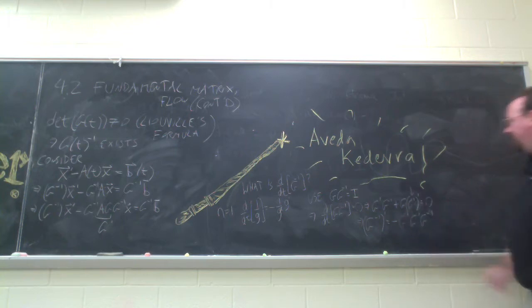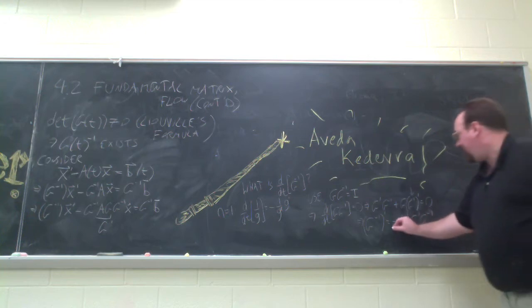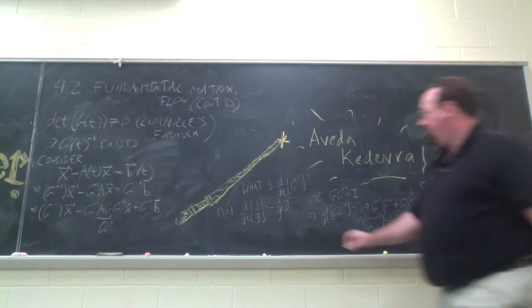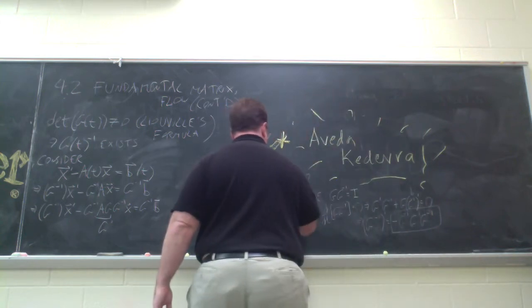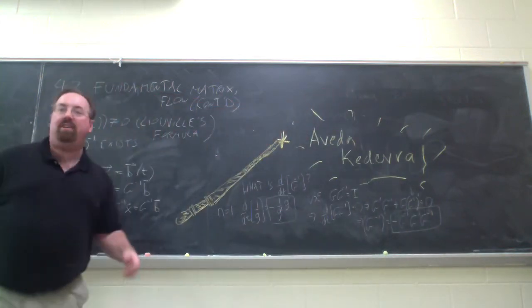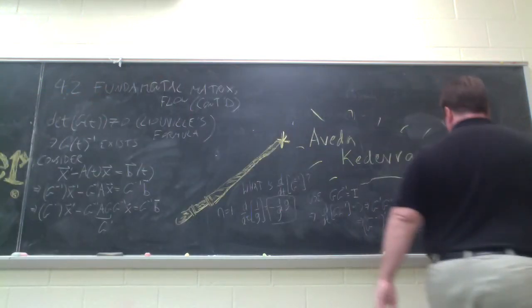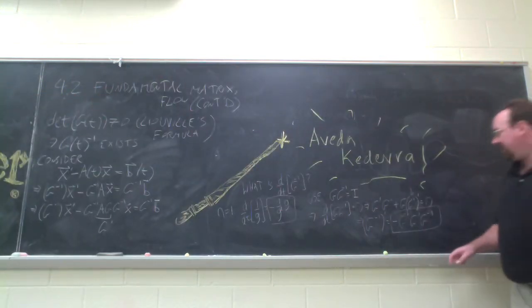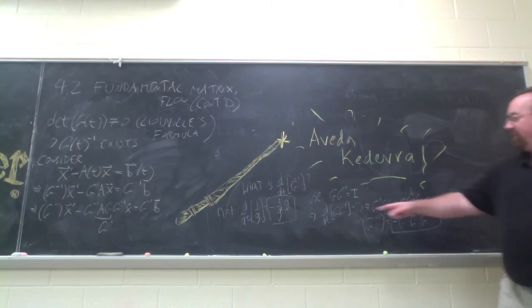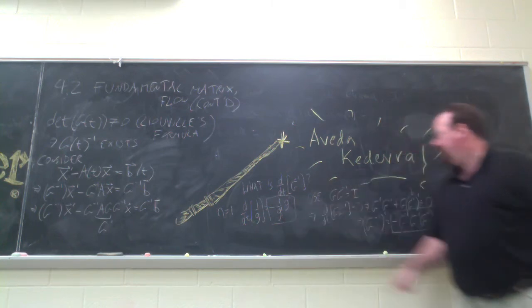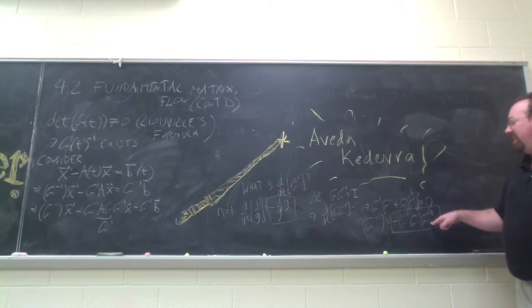So we have a g inverse on the left. If you compare this with this, you see they're at least consistent with one another, because over here we have two g's in the denominator. Here we have two g inverses. We just have to be careful about the order of multiplication, and then it all works out.